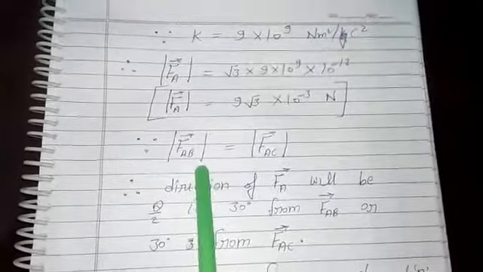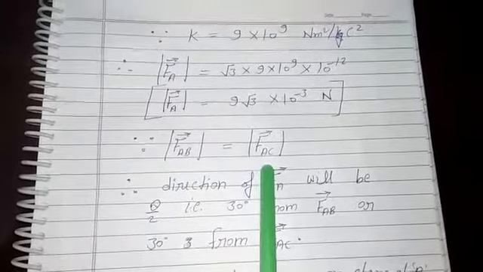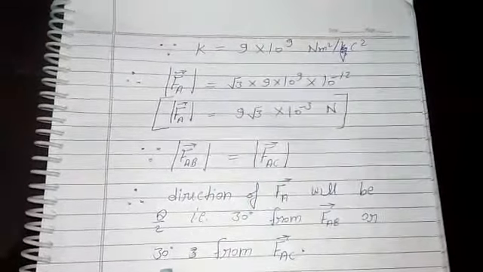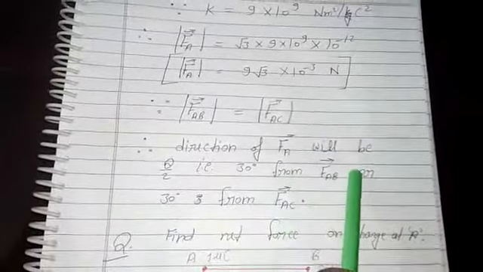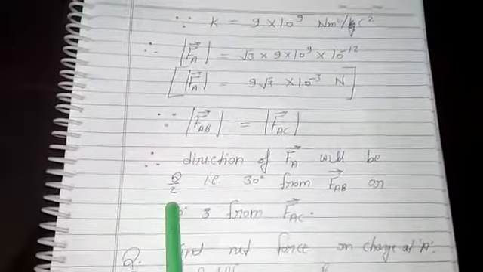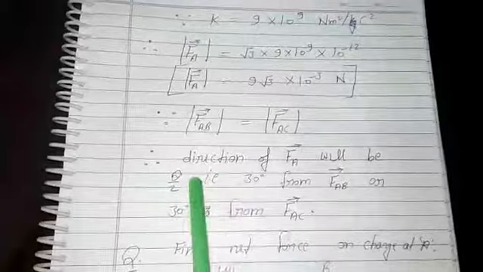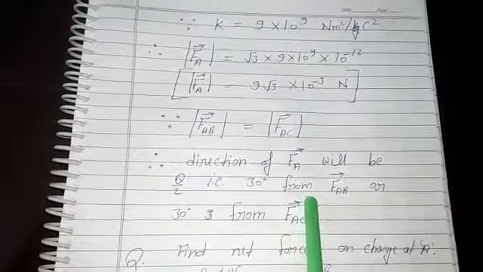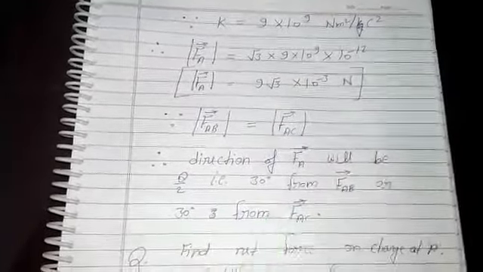Since both forces FAB and FAC are equal, therefore the direction of net force will be half of the angle between them, that is 30 degrees from FAB or FAC.